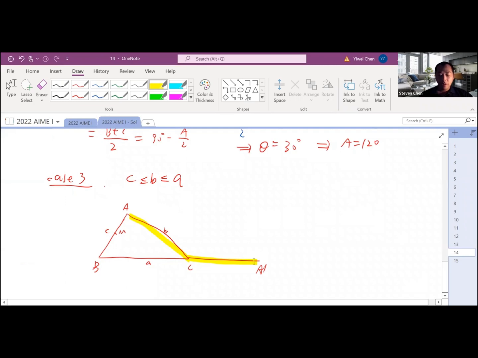Okay. All right. So now let's look at the triangle ABA prime. Because M is the midpoint of BA and X is the midpoint of BA prime, that implies that MX should be parallel to AA prime.